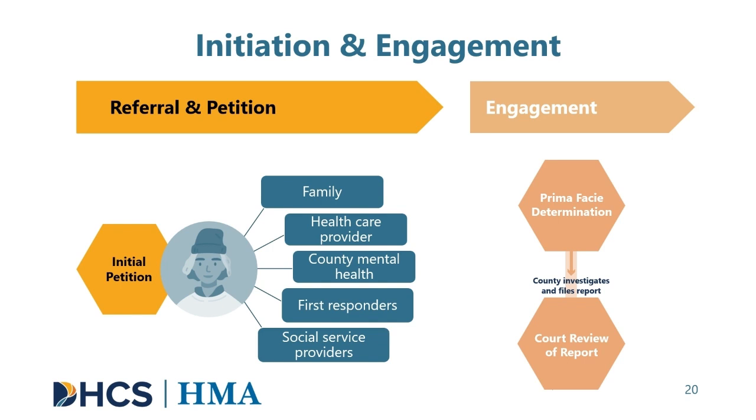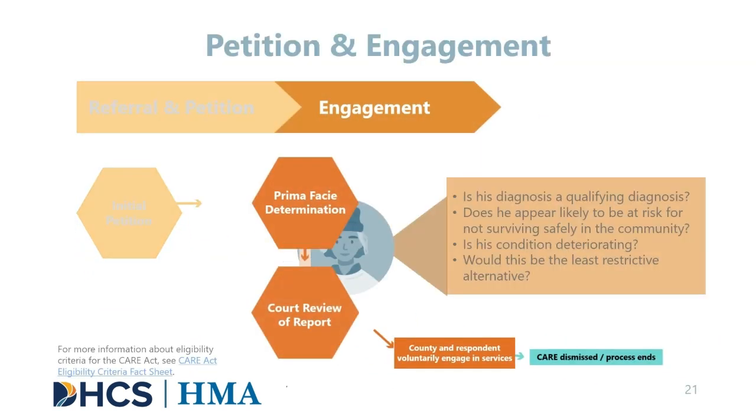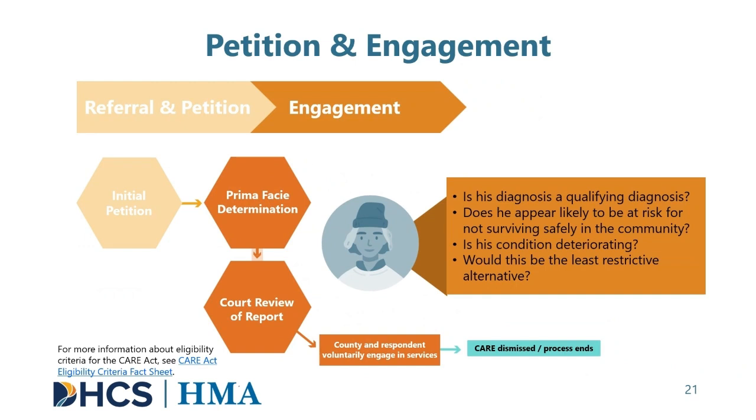So let's talk about what engagement would look like. During this next step after the initial petition, the court will decide if Michael, our respondent, meets the eligibility requirements to go through the care process. So with the prima facie determination, once the petition is filed, the court will decide if the petition has shown that Michael meets eligibility for care. There would be what's called a prima facie determination, which just means that the first look impression is that the petition has demonstrated that Michael is or may be eligible for care proceedings.